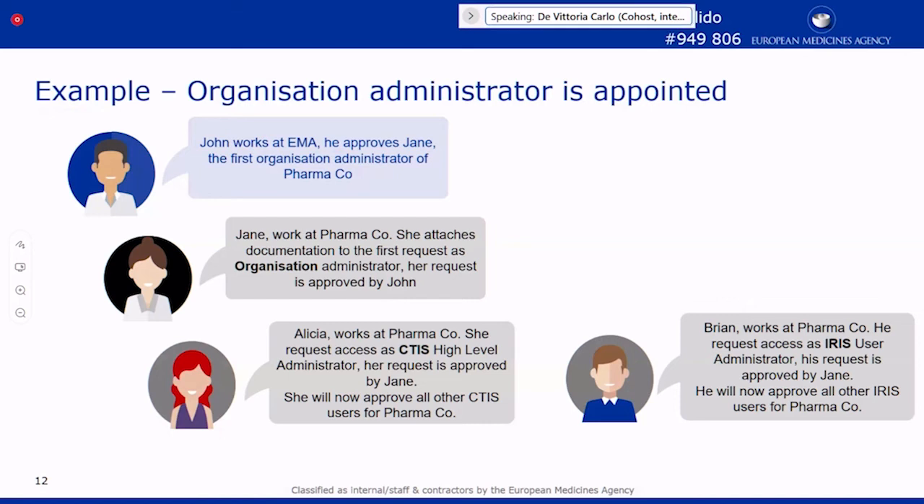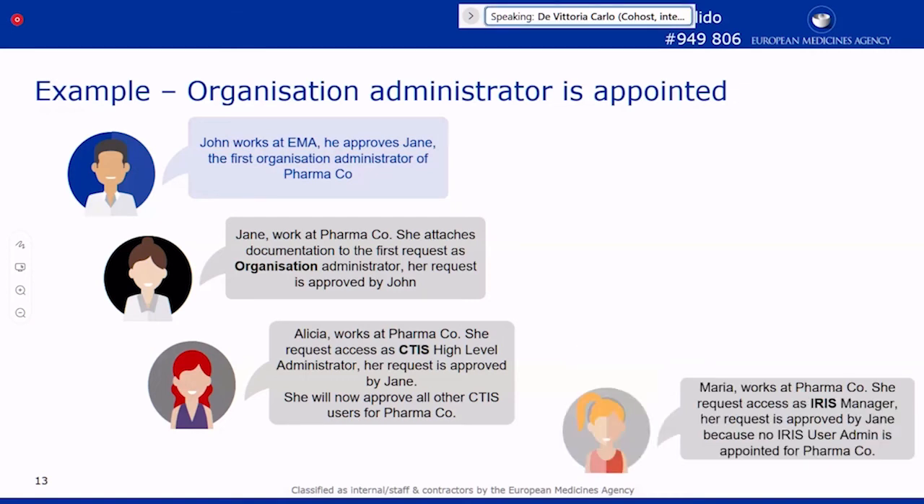This request is going to Jane, who will approve or reject the request for the CTIS legal administrator and the request for the ARIS user administrator. From that moment on, Alicia and Brian will be responsible for approving the requests for ARIS and for CTIS for Pharmaco. But what will happen is that if a user comes and wants to request access to ARIS or to SPOR, and there is no user administrator for that platform, Jane will still be able to approve it.